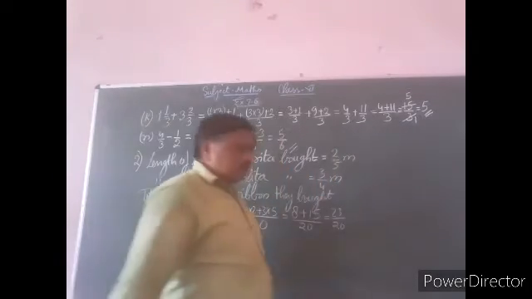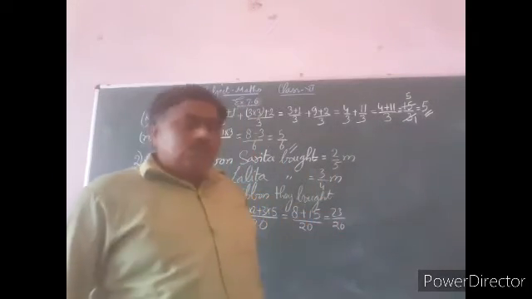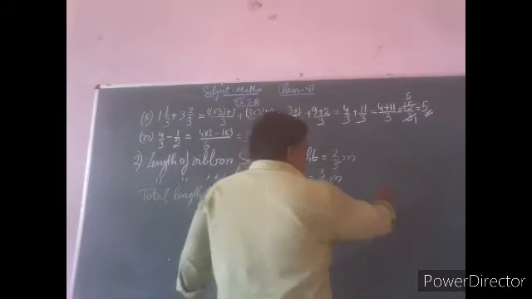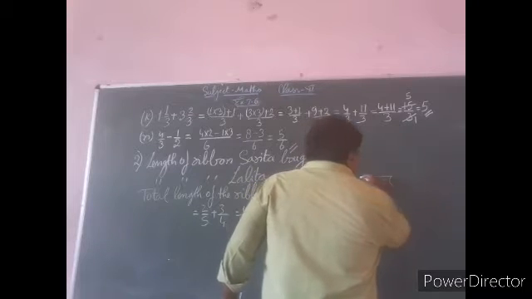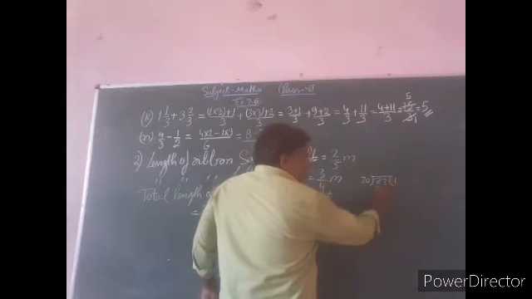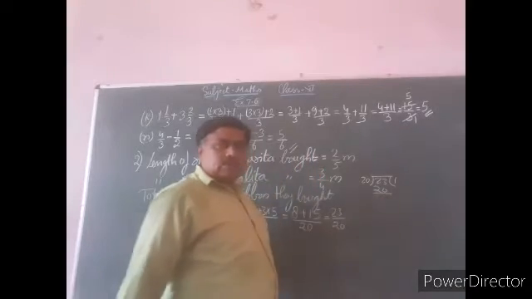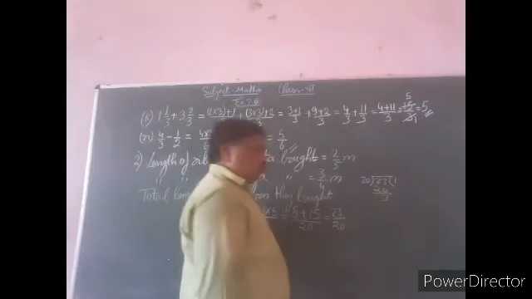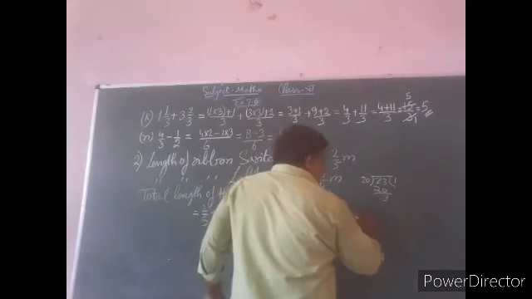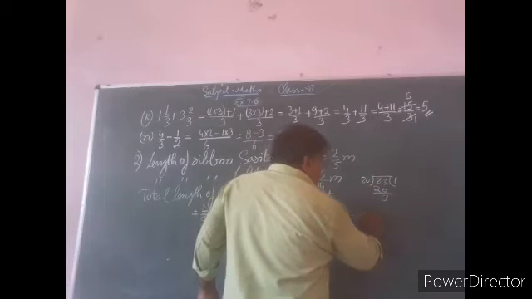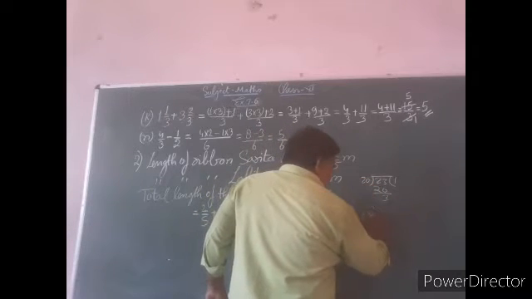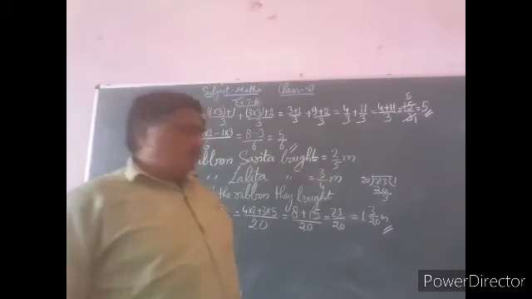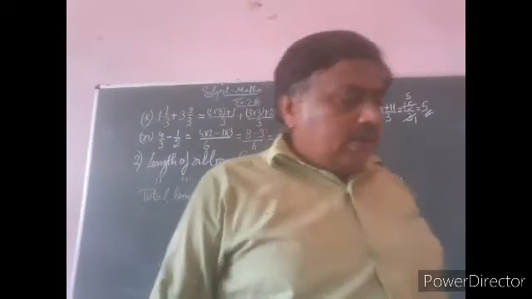23 upon 20, you can write this in mixed fraction also. So if you divide 23 by 20, 20 ones are 20. 3 minus 0, 3, 2 minus 2, 0. So in mixed fraction it can be written as 1 3/20 meters. Now next question.